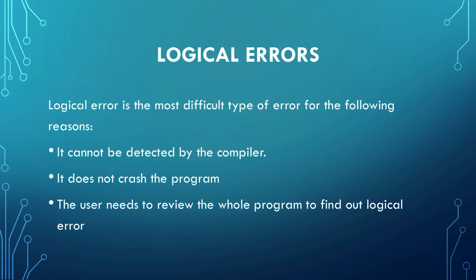Which means it does not stop the program, it does not cause any problem in execution of the program. And number 3, the user needs to review the whole program to find out logical errors. For example, if I have inserted a wrong formula for average, now I will know that the result is wrong, but the program will be successfully executing. It will not provide any error while execution. So I will again and again have to review the code in order to find the error. Therefore, these are known as the most difficult errors.